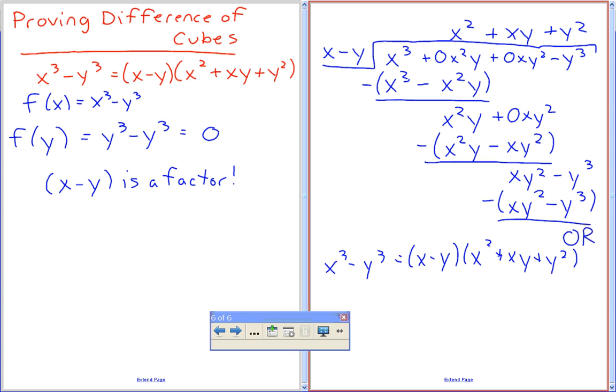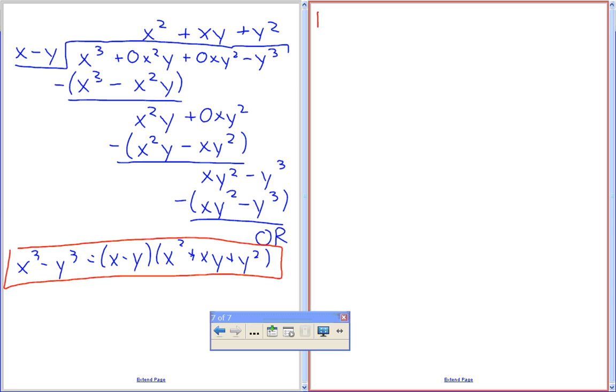It's a quick and easy factoring method. Did you guys prove that in advanced functions? If you did, I apologize for wasting 10 minutes. The first part of your homework is to prove x cubed plus y cubed equals x plus y times x squared minus xy plus y squared.